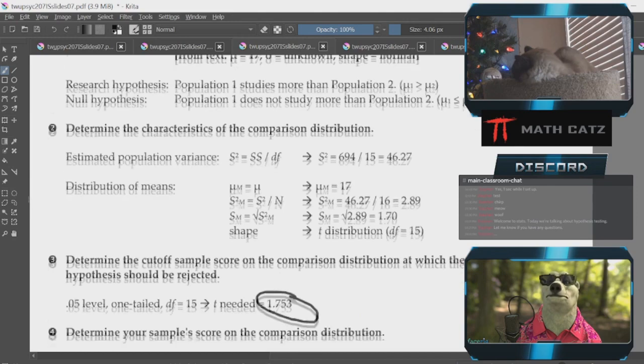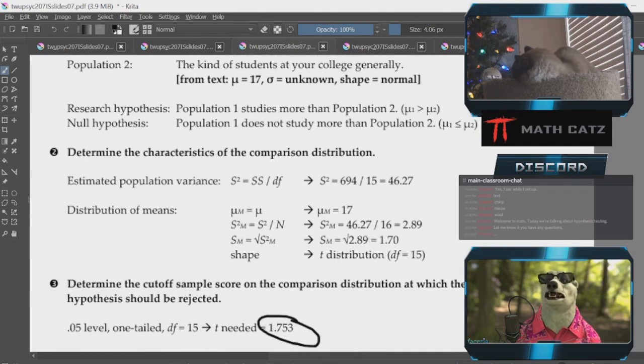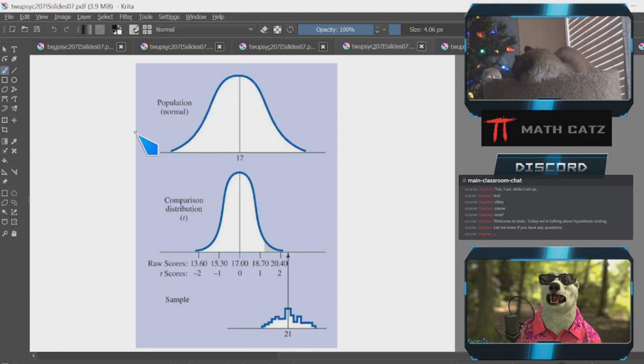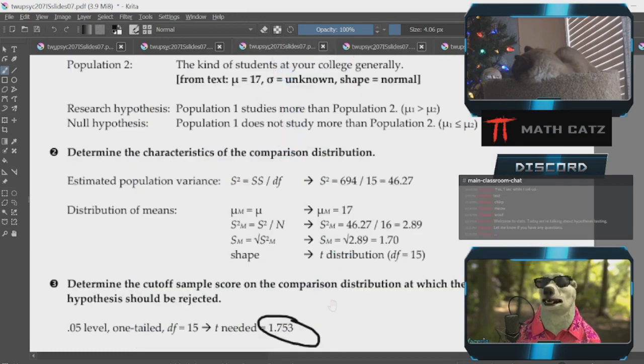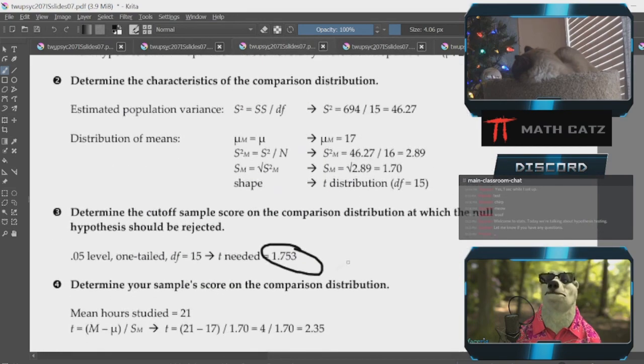Then let's visualize what is happening instead before we reveal too much. We have our population. We have our comparison distribution, which is now a t-distribution. We have our cutoff according to the alpha of 5%. We looked it up. And then we want to see where our sample sits. Now, of course, you can do that by way of the raw scores or the z-scores. That's totally up to you.